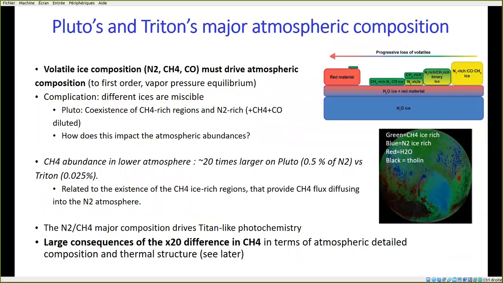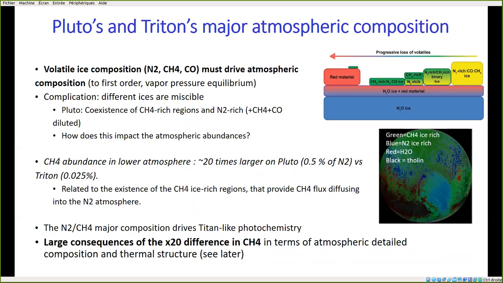As we saw, in addition to N2, there is methane and CO2 and CO ice on the surface, and those must also control the abundances of these gases in the atmosphere. To some extent, this is similar to the case of Mars, where in addition to CO2 ice, the surface holds water ice. But there is a complication on Pluto and Triton, namely that methane and CO are miscible in N2. And on Pluto, there are in fact regions which are dominated by methane ice, and others where methane is only diluted in nitrogen ice.